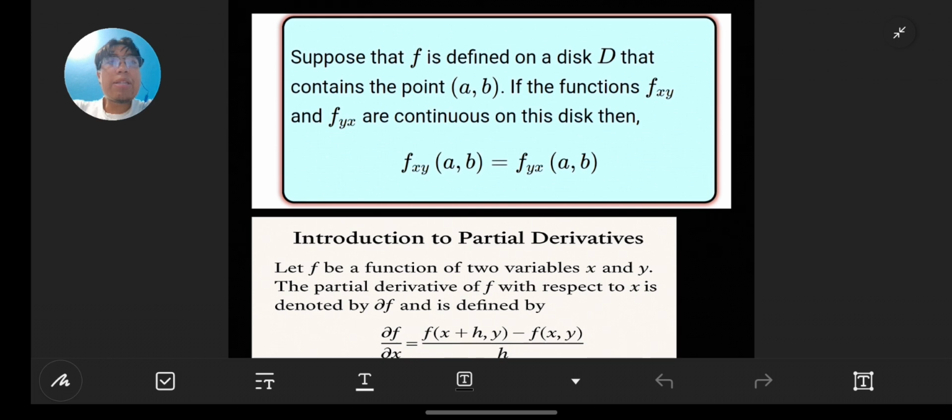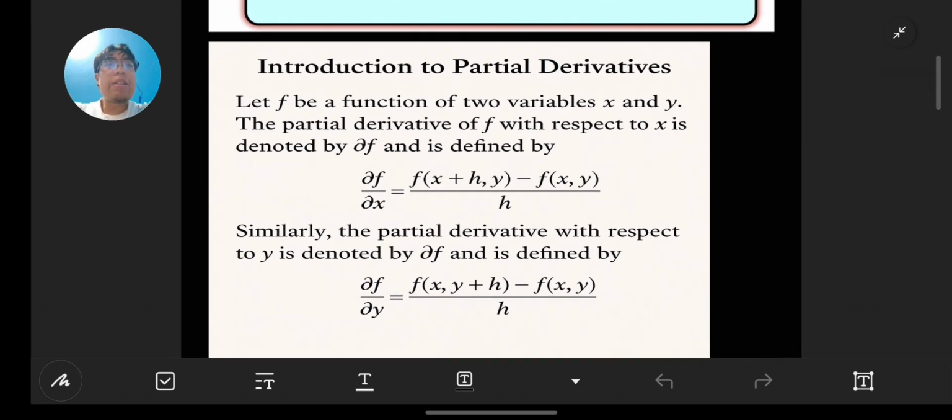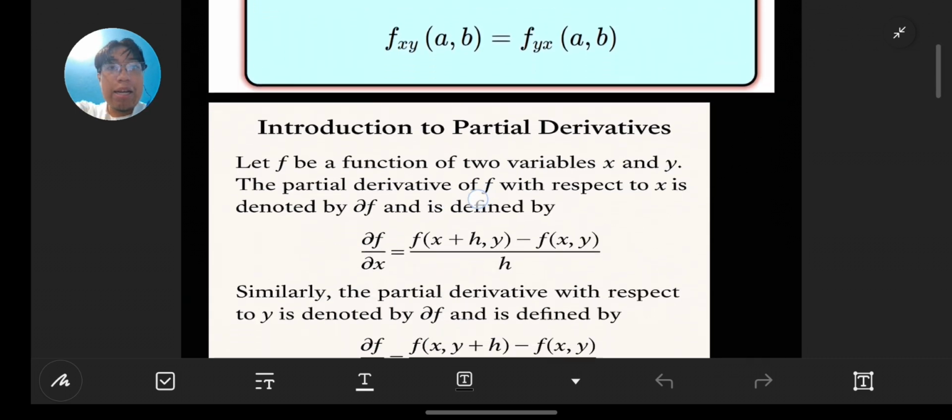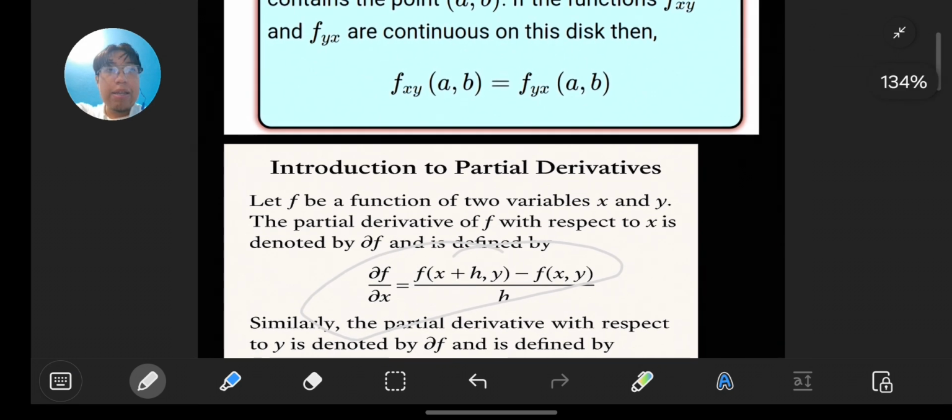Suppose that f is defined on the set D, that contains the point (a, b), with the functions f_x and f_y continuous on this set, and f_xy(a, b) equals f_yx(a, b). Let the function of two variables x and y; the partial derivative of f with respect to x is denoted by f_x and is defined by, and here I have the example.